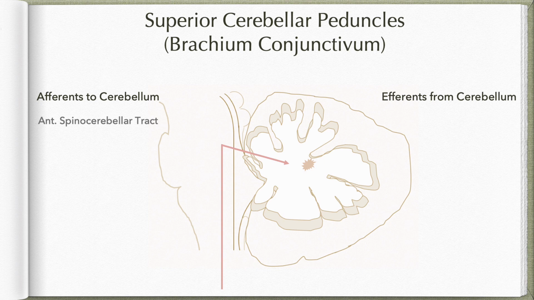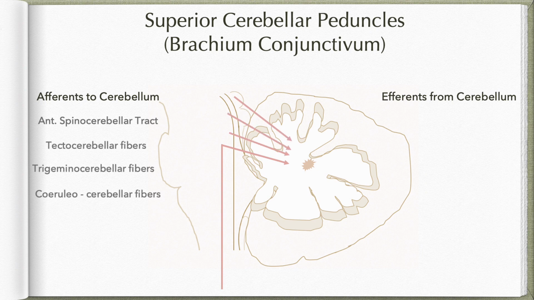Other afferent fibers within the superior cerebellar peduncles include the tectocerebellar fibers, trigeminocerebellar fibers, and ceruleocerebellar fibers. Trigeminocerebellar fibers here will begin from the mesencephalic nucleus, so they are carrying the proprioceptive information from the head region.